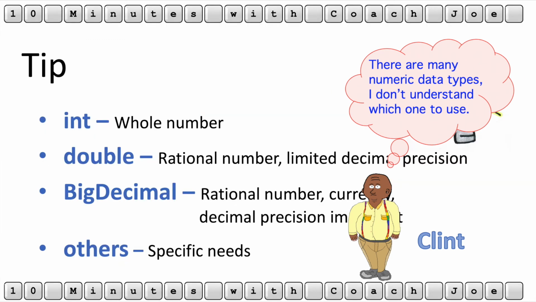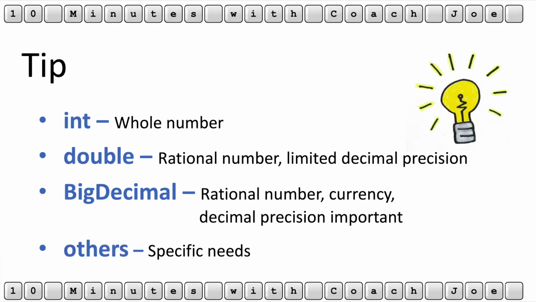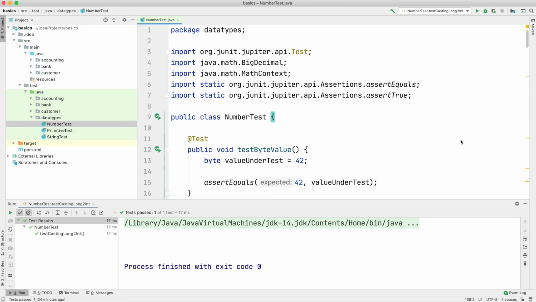Here's a good place to start when choosing a data type. If you need a variable that will be a whole number, use the int. If you need a variable that will be a rational number where precision is only a few decimal positions, use the double. If you need a variable to hold currency or other rational number where precision is very important, use the BigDecimal object. Other numeric data types could be used if you have a specific need. Here's a review of the code that we wrote for the number test class.